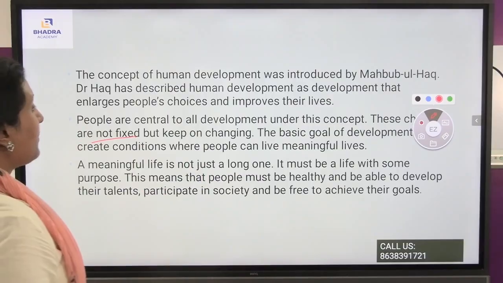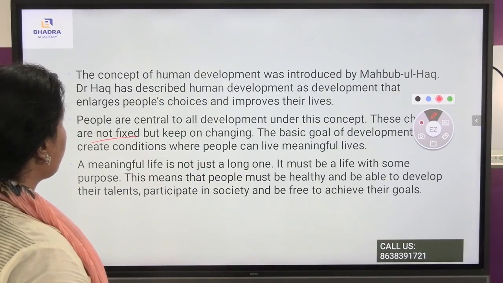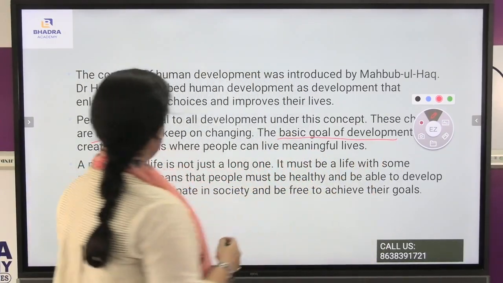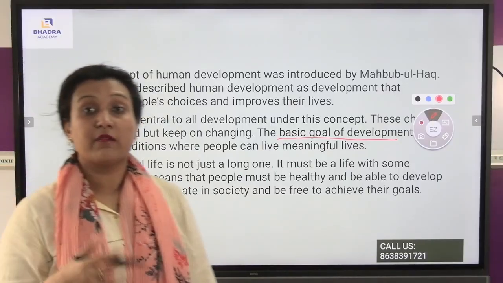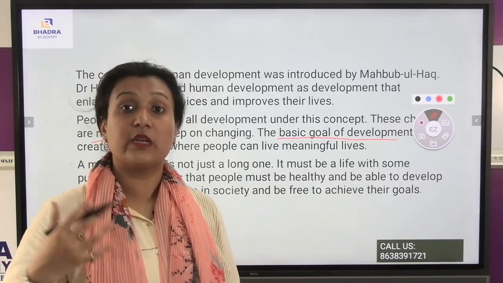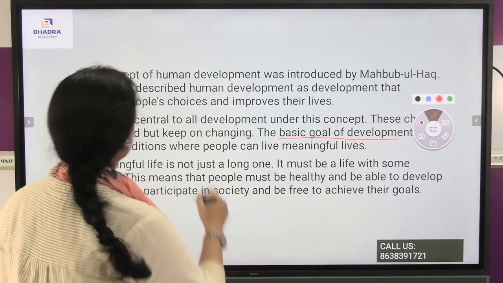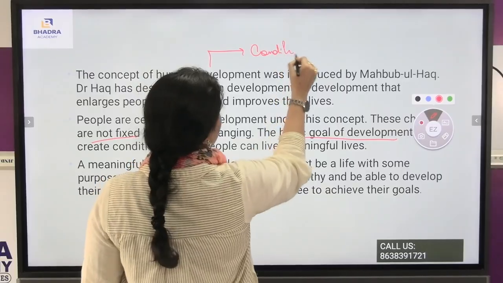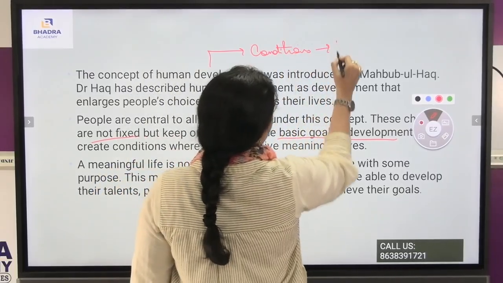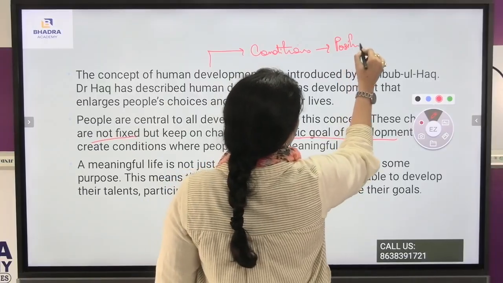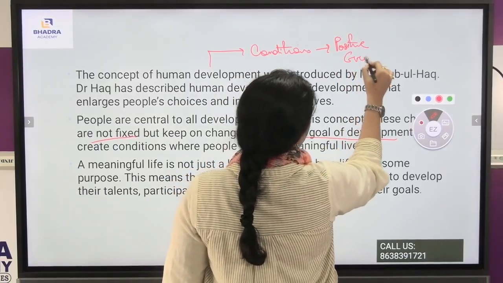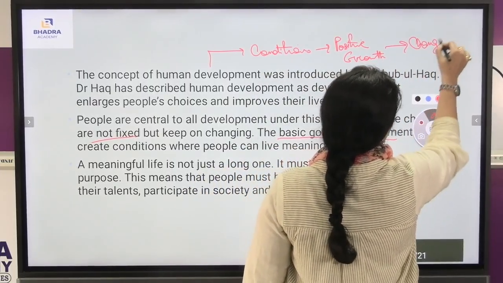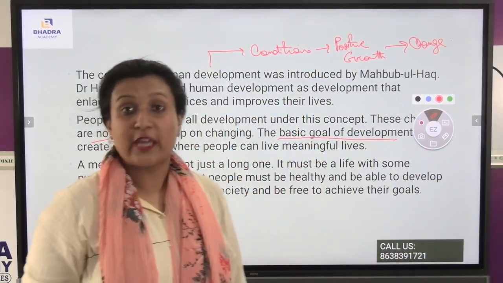Also, the basic goal of development is to create conditions where people can live meaningful lives. Development here means conditions that lead to positive growth, and that positive growth can change over time.